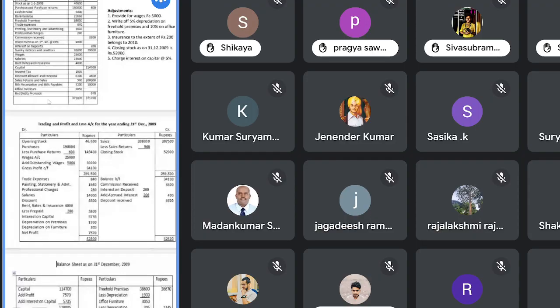Okay. The next one, rent, rates and insurance 4,000 given. See your adjustment. Insurance to the extent of rupees 200 belongs to 2010. That means 2010 you have to pay insurance 200. That you have paid in advance this year. That is to be treated as prepaid expenditure. That is to be deducted from the respective account, right? So rent, rates and insurance 4,000 minus 200 you have to deduct, that is 3,800 net amount you have to write.